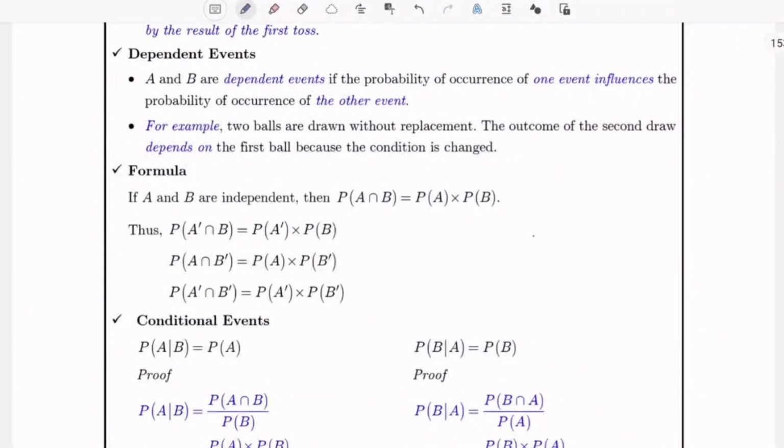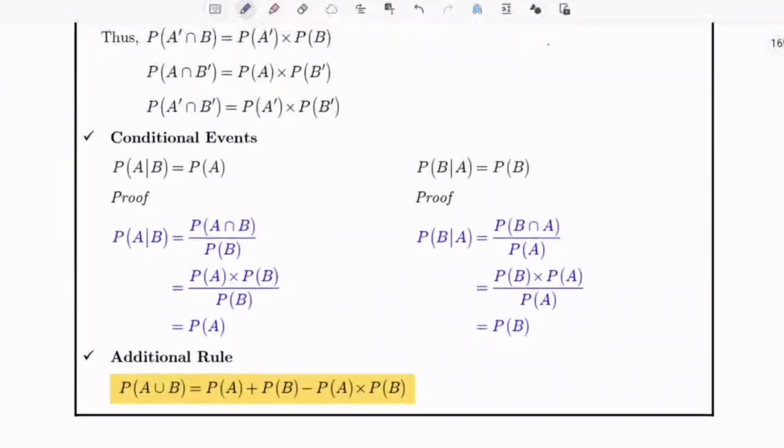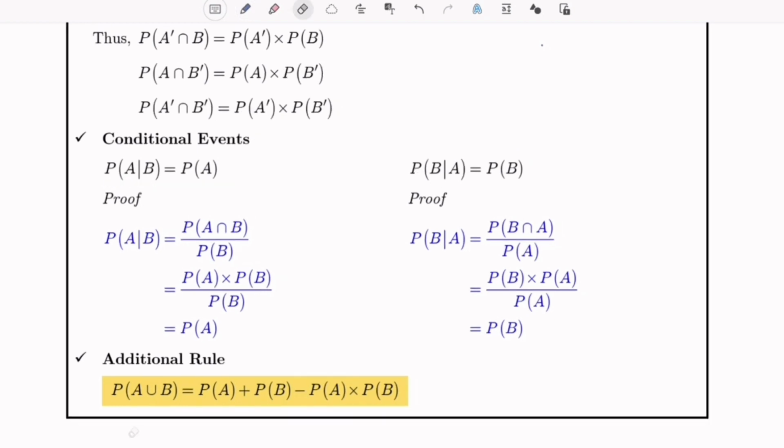Formula: if A and B are independent, then A intersect B equals the probability of A times the probability of B. Conditional events: the probability of A given B equals the probability of A. Additional rule: probability of A union B equals probability of A plus probability of B minus probability of A intersect B.